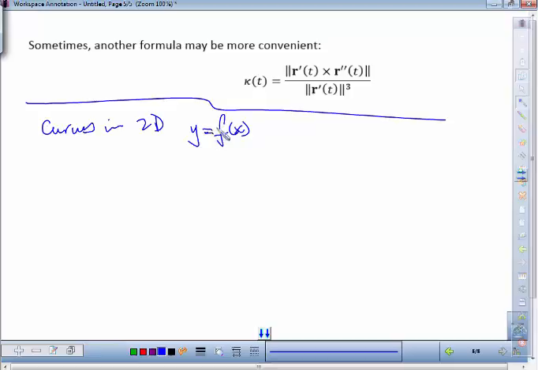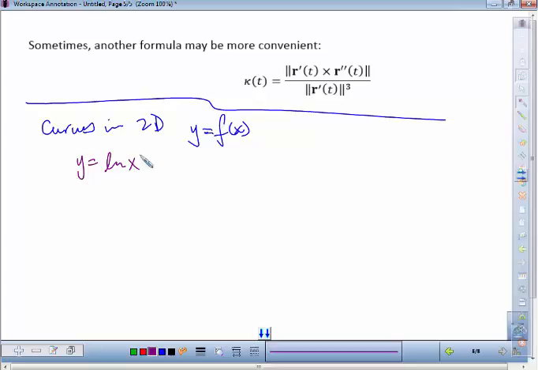And normally we've been putting formulas up and then doing examples, but let's try to do an example out of this. For example, y equals natural log, ln x. So I can only put in numbers that are positive. I can't put in 0, and I can't put in negative numbers. So let's see if we can find a formula for finding the curvature for this.